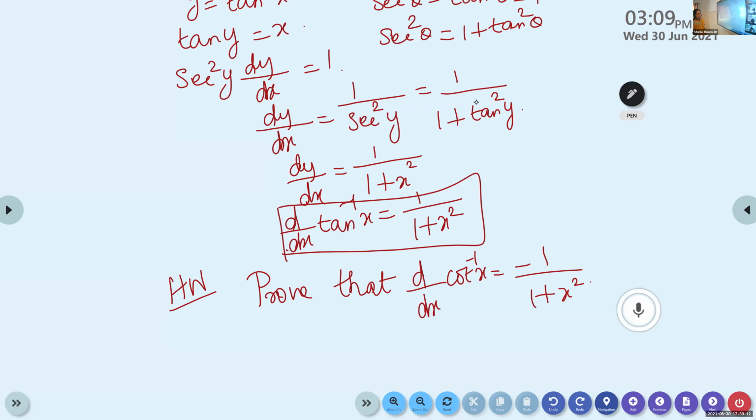Okay, after this period itself, you can complete this proof. Learn the proof. Derivative of cot inverse of x is minus 1 by 1 plus x square.